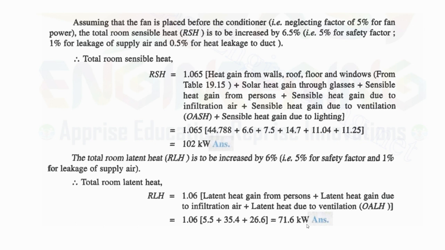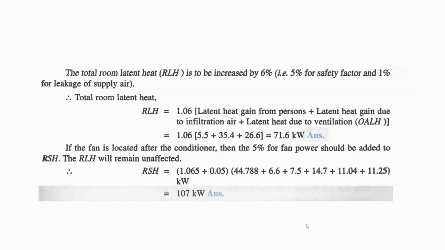Here the room sensible heat comes out to 102 kilowatt total, and similarly we will get the room latent heat, which is 71.6 kilowatt. Now till now we have the room sensible heat and room latent heat, the total room sensible heat and total room latent heat. The total room latent heat, which is 71.6 kilowatt, we have calculated now.